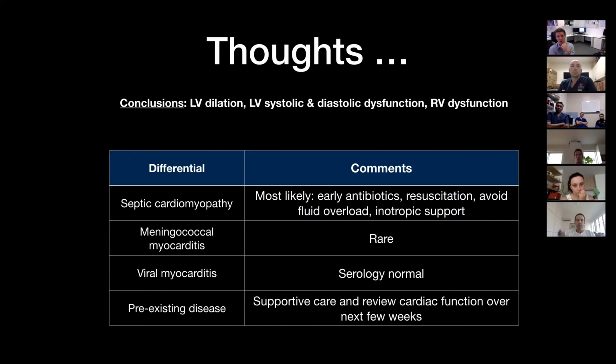So the only way to try and find out if this is something to do with a pre-existing disease is to treat him as a septic cardiomyopathy with supportive care, early antibiotics, resuscitation, avoid fluid overload, inotropic support, blah, blah, blah, usual stuff that we do. And then we see how the heart responds over time. But I guess this is the kind of person that could easily be included in a study as a septic cardiomyopathy, but we wouldn't be 100% sure that he definitely would be. And that's one of the problems that we've got with the literature. That's all I was trying to get out of that one.